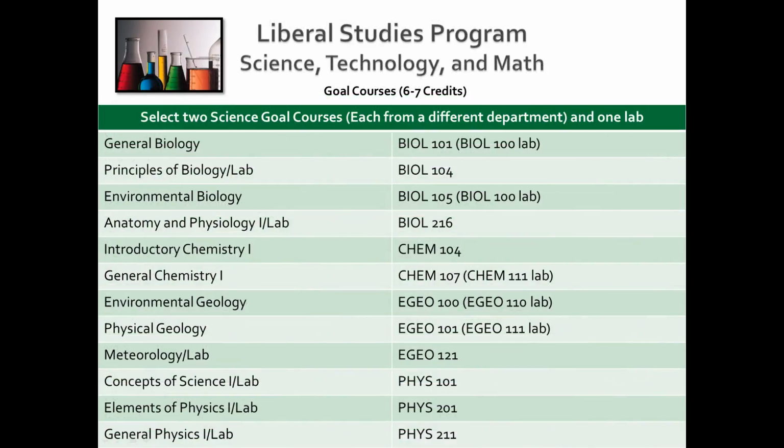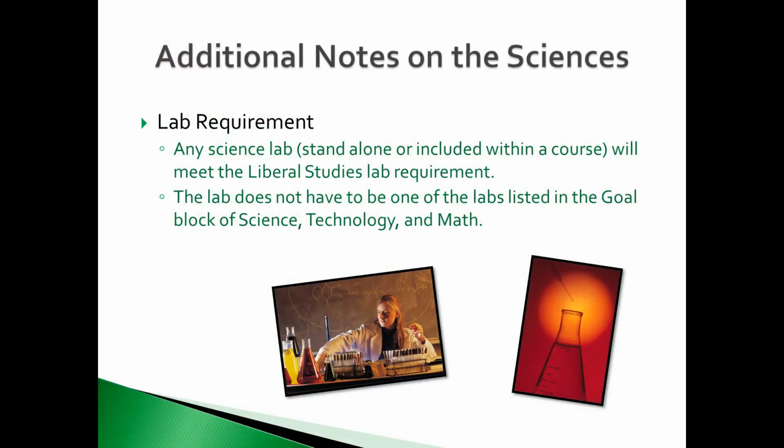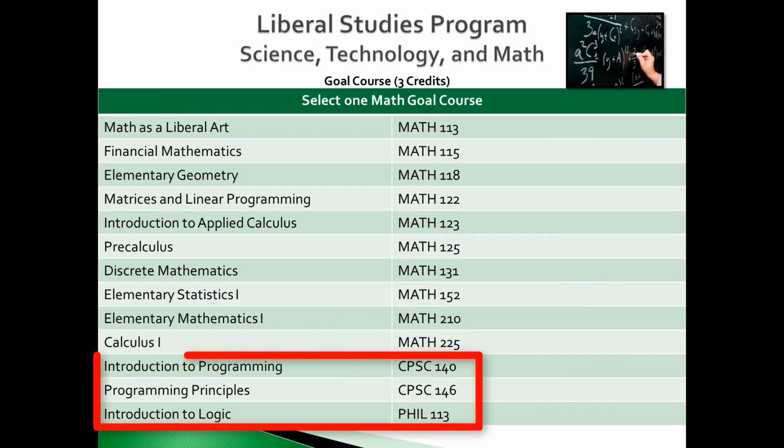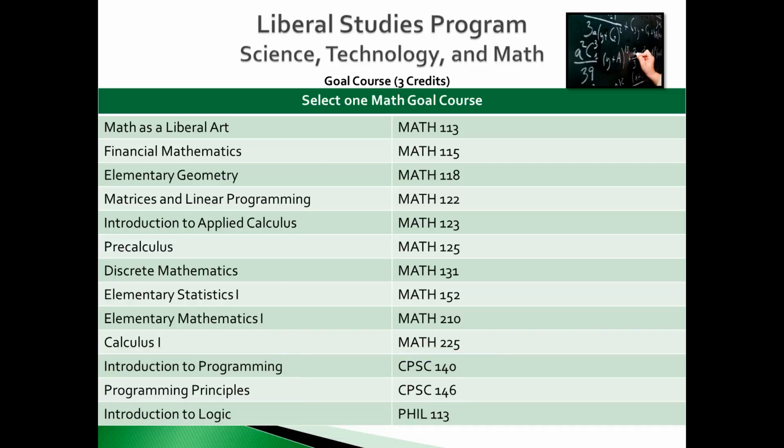The fifth block is Science, Technology, and Math. Students will choose 2 science courses, each from a different department, and 1 lab. Be aware that any science lab will meet the Liberal Studies lab requirement, whether they are included in the course or stand alone. Students are required to take 1 of the math courses listed, or Introduction to Programming, Programming Principles, and Introduction to Logic. These courses contain basic math concepts in the coursework that fulfill this requirement.